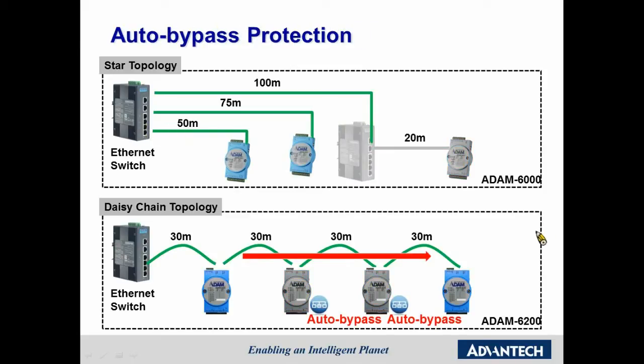With the auto bypass protection, up to 2 modules can actually be powered off, or if there's any issues with the modules, Ethernet connectivity will still continue and pass through. So as long as you run each module within the 100-meter limitation, auto bypass will function just fine, instead of actually losing all of the field devices in a normal switch scenario.